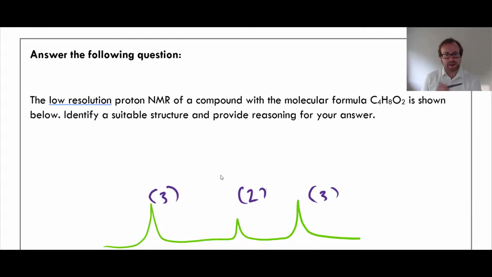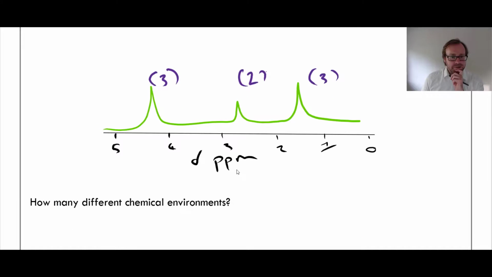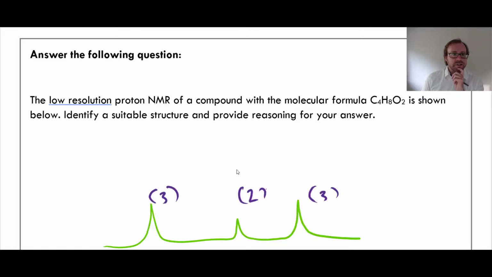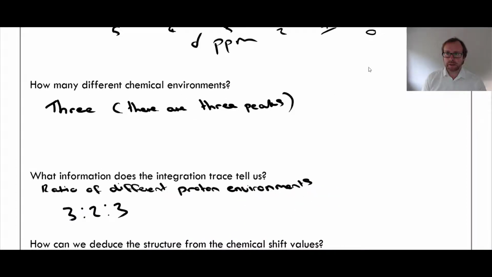Right, so back to you. So we've got another question here. So answer the following question. So the low resolution proton NMR of a compound with the molecular formula C4H8O2 is shown below. Identify a suitable structure and provide reasoning for your answer. Okay, I'll give you probably 15 minutes to have a go at doing this.